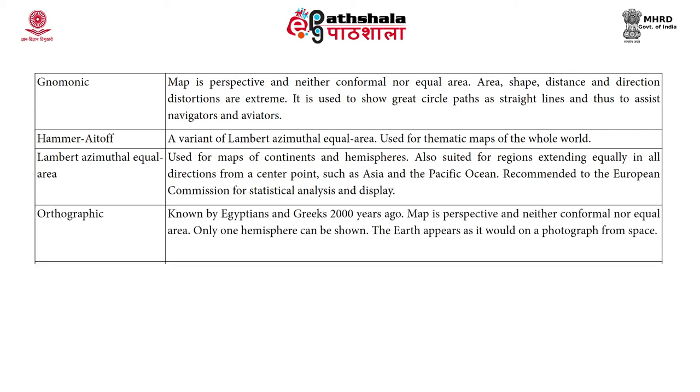And the next is orthographic, known by the Egyptians and Greeks 2000 years ago. The map is perspective and neither conformal nor equal area. Only one hemisphere can be shown. The Earth appears as it would in a photograph from space.